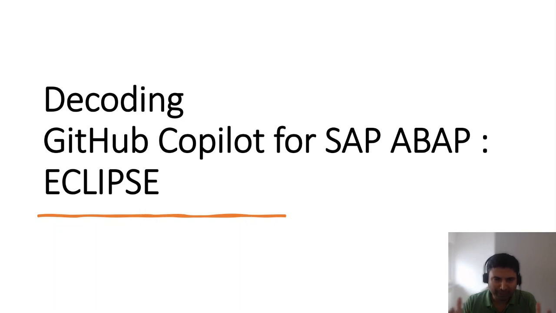For most of the SAP team members or developers, Eclipse is a known figure. They have been using Eclipse for very long to design their ABAP programs, and there always has been a question: can we use the same Eclipse as it is and use the functionalities of GitHub Copilot along with it? So let's talk about it.